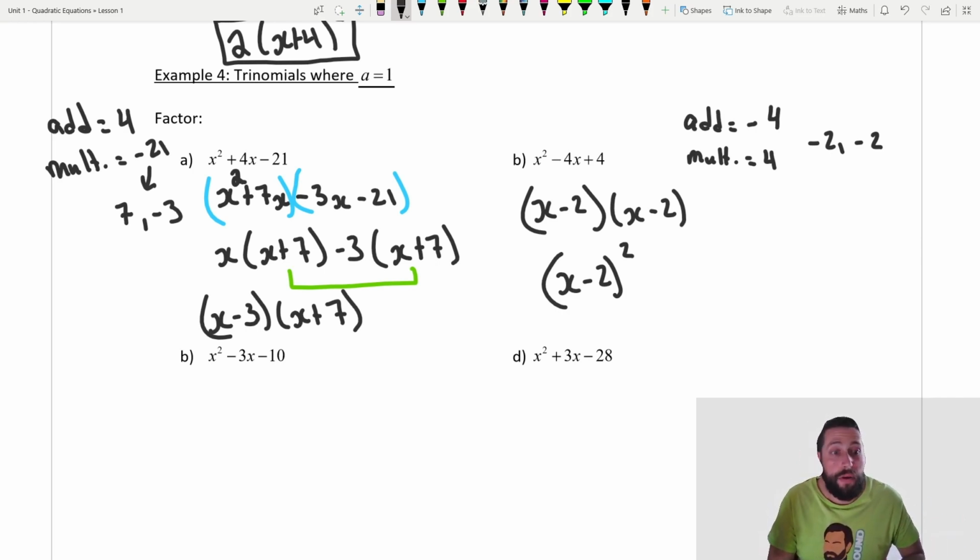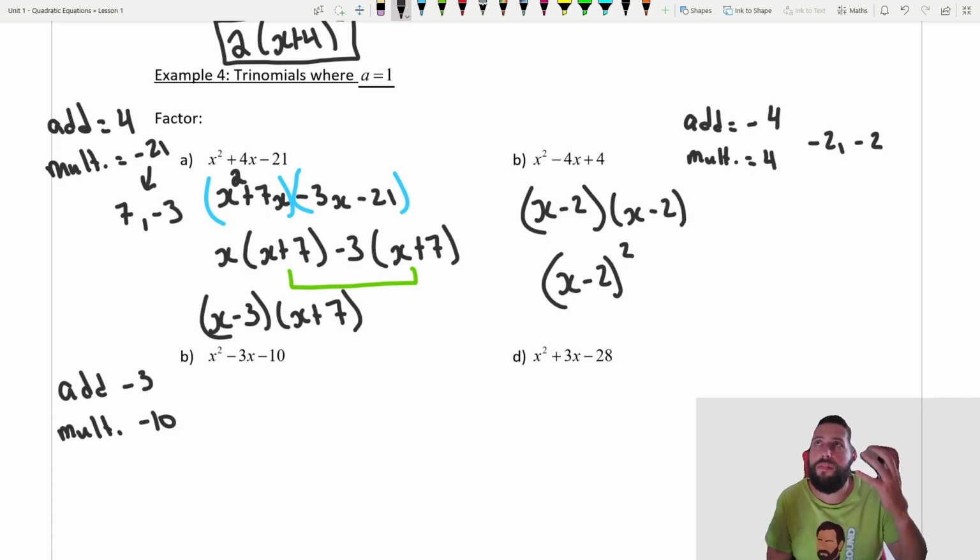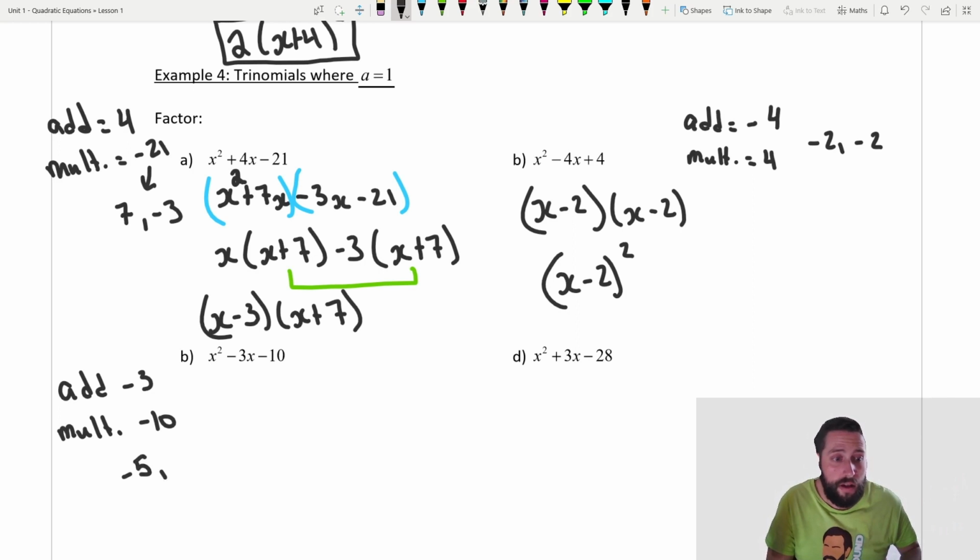Okay, next one. Again, x squared minus 3x minus 10. In this case, you want to add to give you negative 3, but you want to multiply to give you negative 10. So what are the factors of negative 10 that add to give you negative 3? That's going to be negative 5 and positive 2.